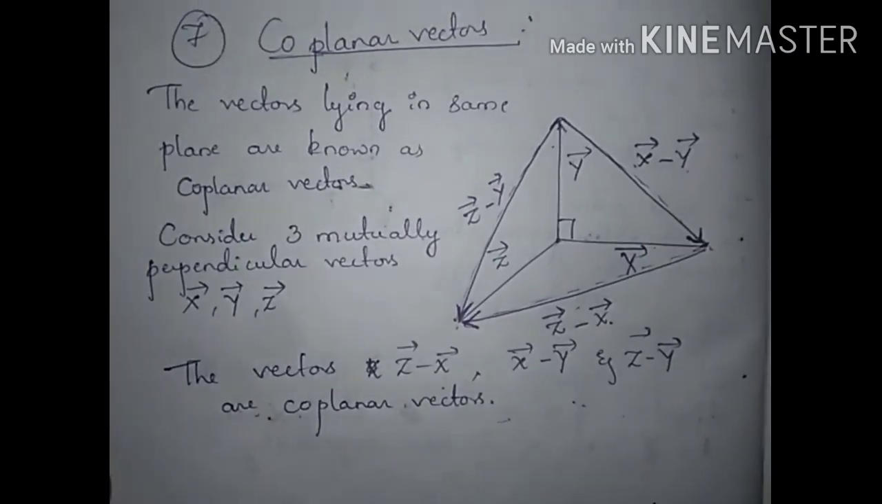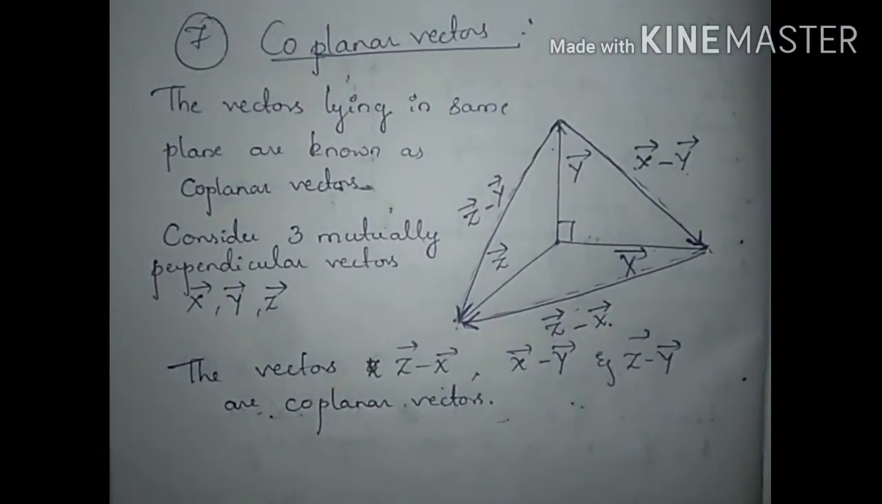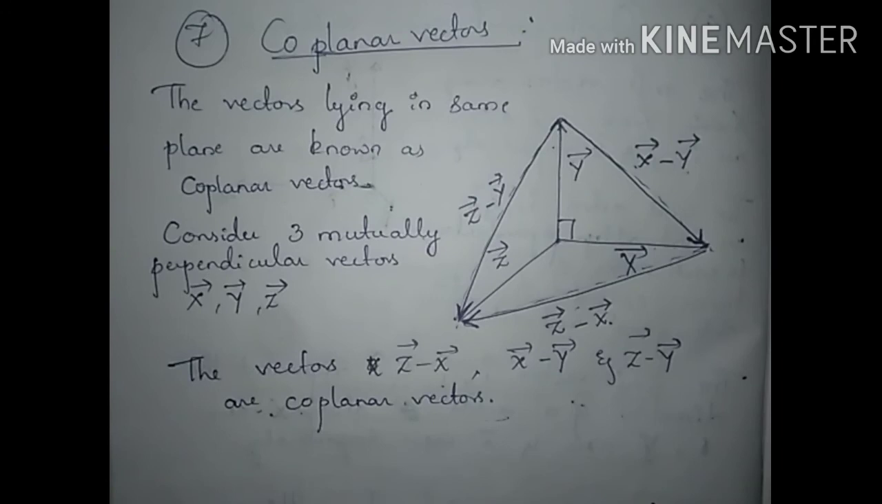So I hope these seven basic definitions of vectors are clear to you all. In the next section we will learn the addition and subtraction of vectors.